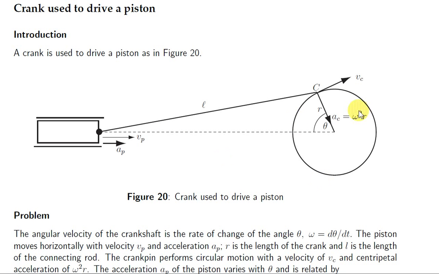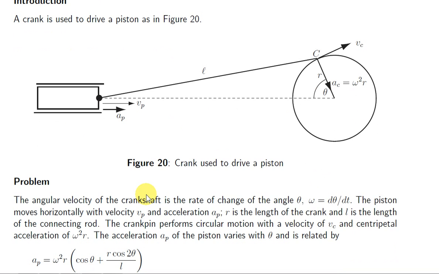Here we have a crank that is used to drive this piston. The angular velocity of the crankshaft is the rate of change of the angle theta. So here's angle theta, so d theta dt is the angular velocity, omega. The piston moves horizontally with velocity vp and acceleration ap.